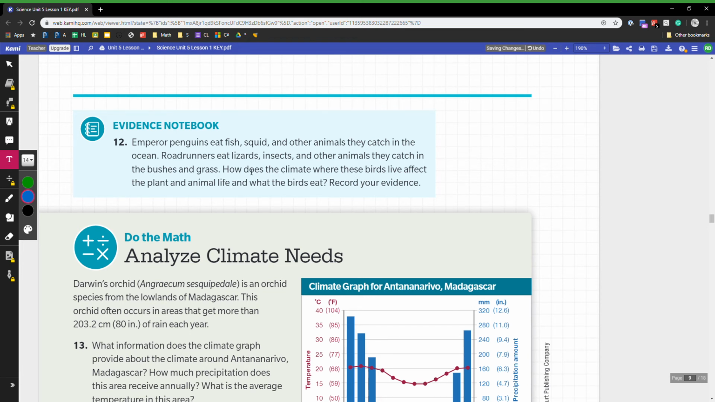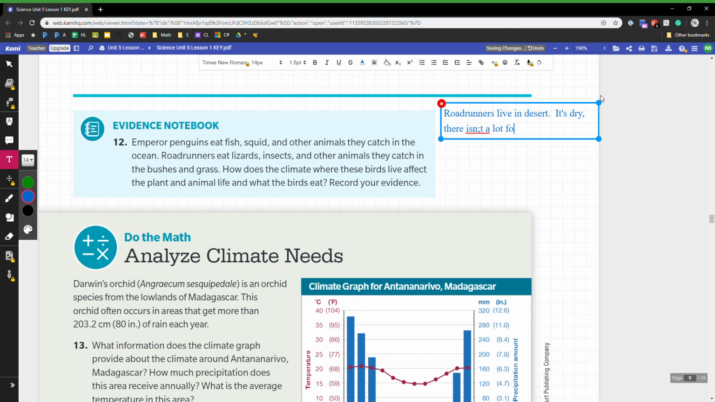Oh, so the roadrunners live in the desert, right? I'm going to just write points here. Roadrunners live in the desert. So it's dry, there isn't a lot of rain.